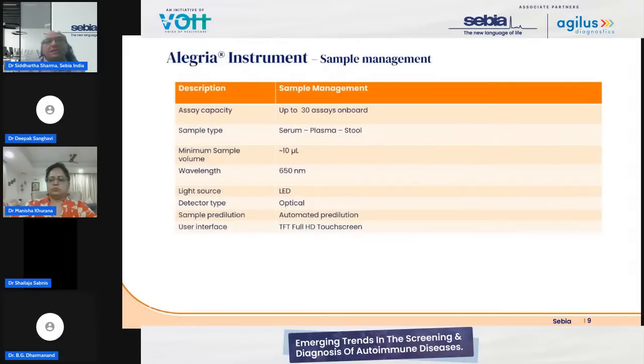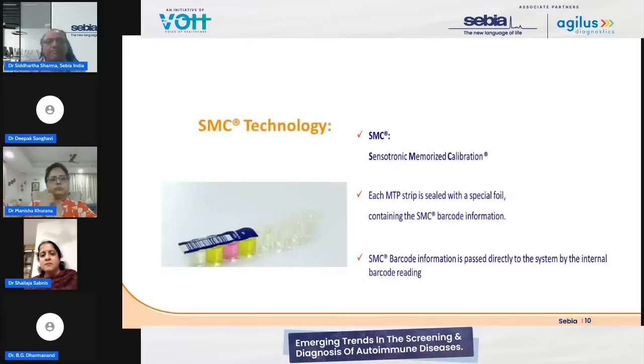So this is the Allegria instrument description, and this is Allegria 1, where you can load up to 30 samples in one go. The sample types that can be loaded simultaneously are serum, plasma, and stool. So no need to segregate serum and stool samples and process them separately. You can load different mixtures of serum, plasma, and stool samples in one go. Conventional ELISA testing is done in the instrument itself, and the reading is done at a wavelength of 650 nanometers.